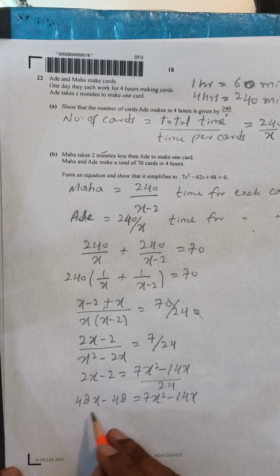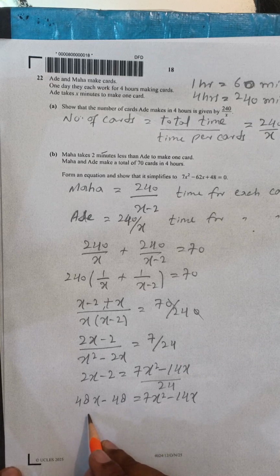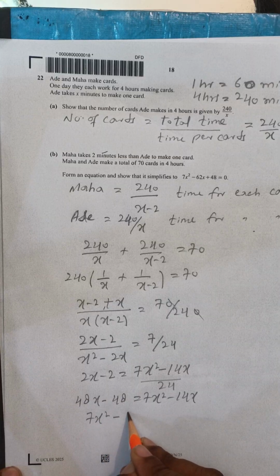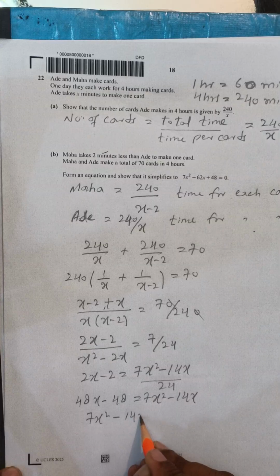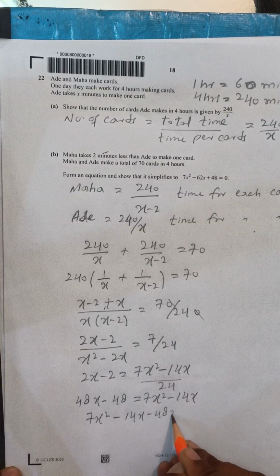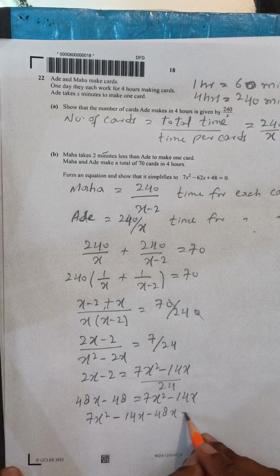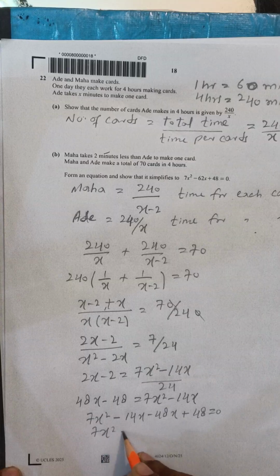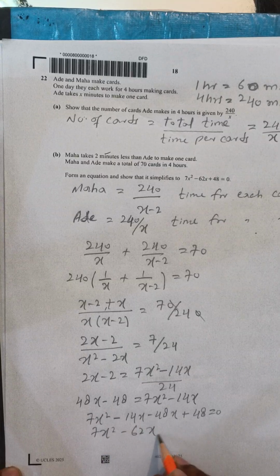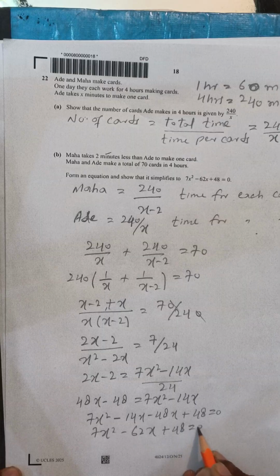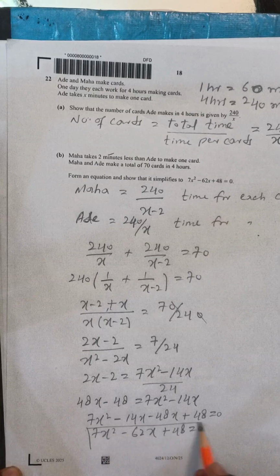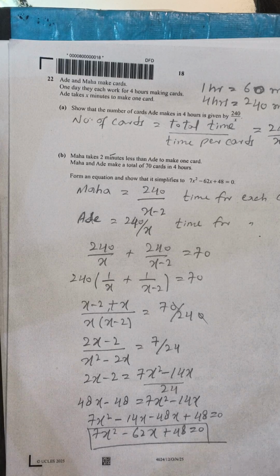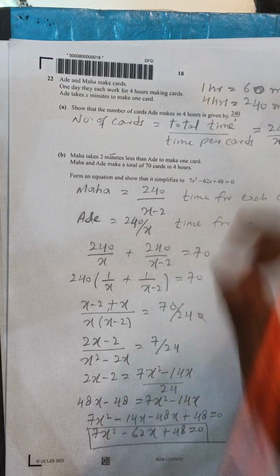So now you have the given equation as per your requirement. 7x squared minus 14x minus 48x plus 48 equals 0. So it is 7x squared minus 62x plus 48 equals 0. It is your required answer. You got my point, you have proved it now. Okay, next.